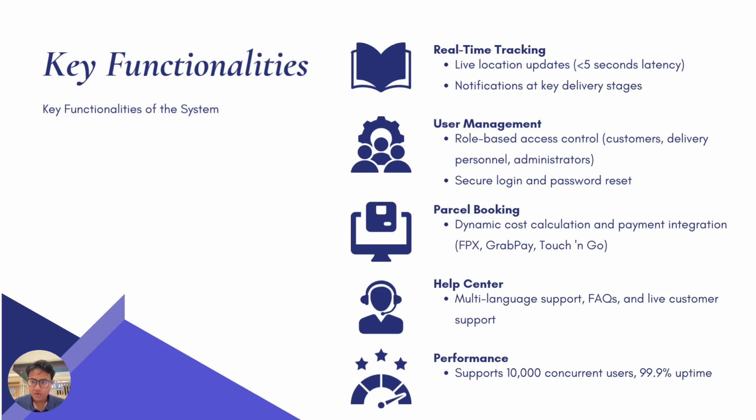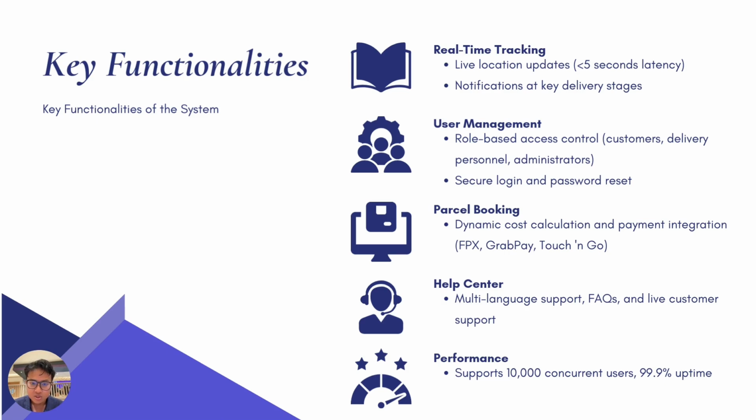Okay, so now let's continue with the key functionalities. For the functionalities, we have five. First is real-time tracking, with live location updates, like I've mentioned before, less than 5 second latency, and notifications at key delivery stages. And then second is user management. For user management, we have role-based access control for all our stakeholders, customers, delivery personnel, and also administrators, and secure login and password reset.